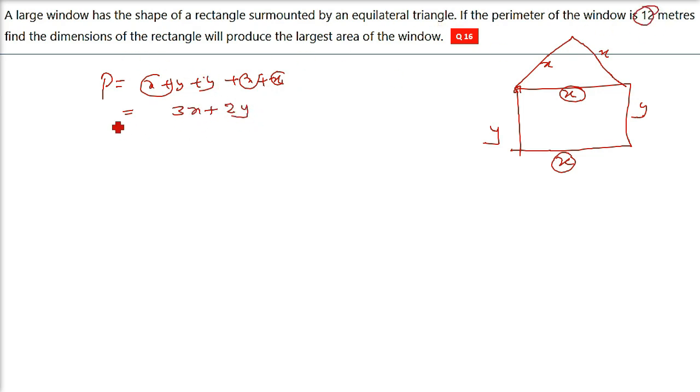3x plus 2y is already given as 12 meters because the perimeter is given in the question. 3x plus 2y equals 12. We get a relationship between x and y, with x and y on the left and other things on the right. So x and y, we have got a relationship.